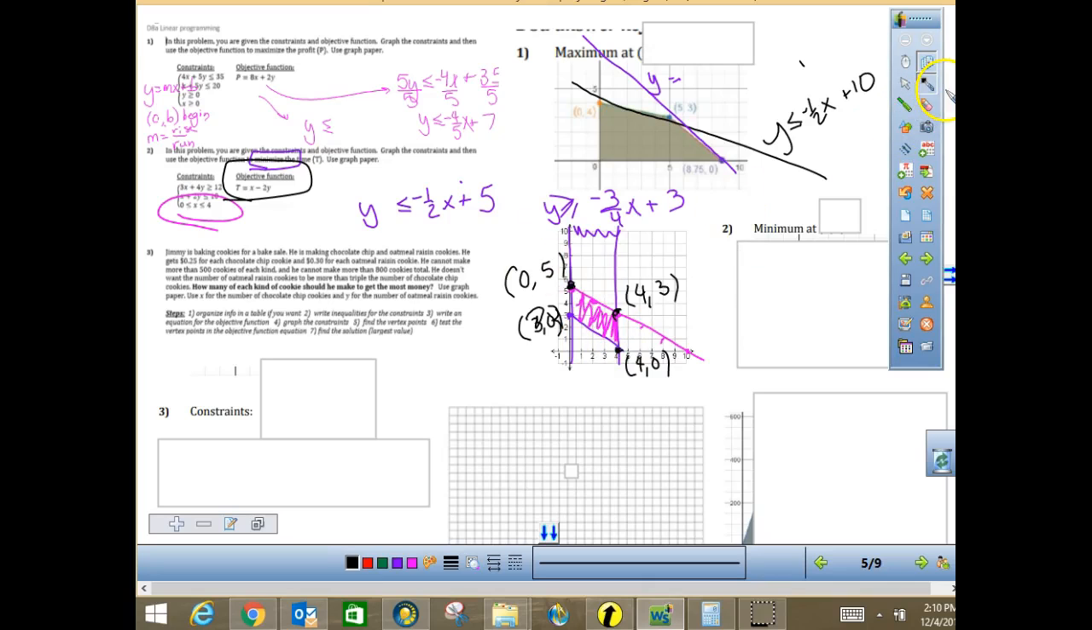Points going around, okay? So we have those 4 points. You're plugging each one in for the x and y in your objective function. So every single one of these, you're going back to this function and you're going to plug in 0, 5. And you're going to see, is that the minimum? Is 0, 3? Is that the minimum? Is 4, 3? Is 4, 0? And you're going to do each of those.